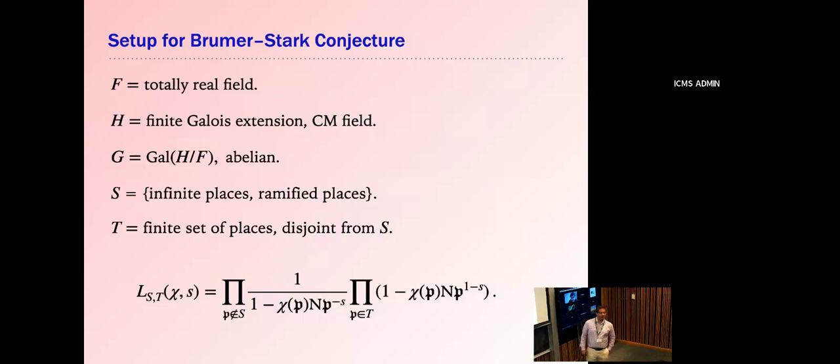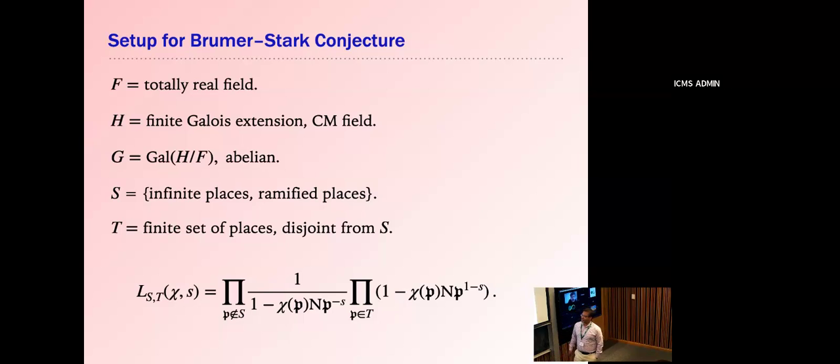Now, once we have all this data of our ground field, a Galois group, and sets S and T, then to each character chi of G, so I should have said what chi is here, chi is a one-dimensional character of G, so it's just a homomorphism from G into C star, we can define the associated L-function, which is given by the usual Euler product. You take 1 over 1 minus chi of p times the norm of p to the minus s, but we only take the product over primes not in S, so that's how S plays a role.